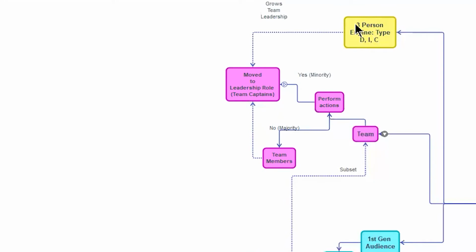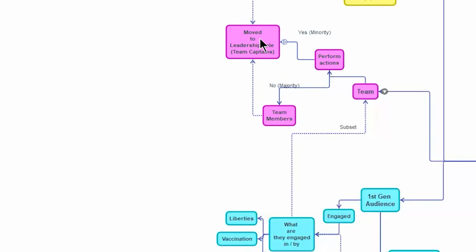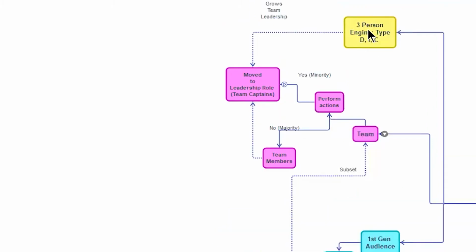Another group, we call this the 3-person engine, is tasked with energizing and escalating and growing the number of people that opt into the team captain role. The way that is achieved in broad brushstrokes is by having at least 3 people in the 3-person engine, and the 3 people are composed of a specific personality type. The first one is what we call a director. This is the type of person who is at ease giving directions, making decisions, and is not easily affected by the opinions of others.